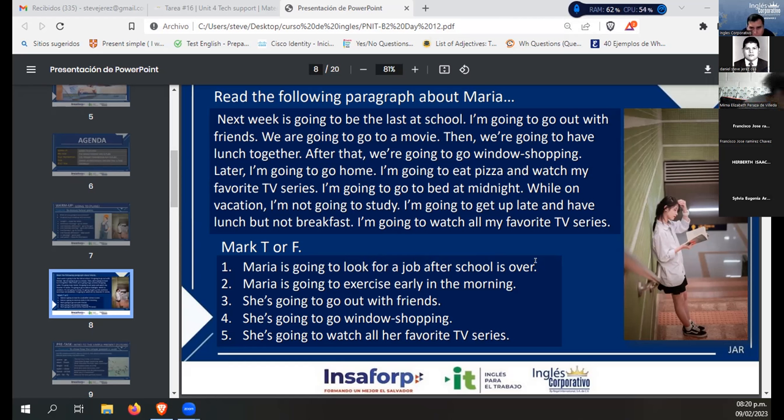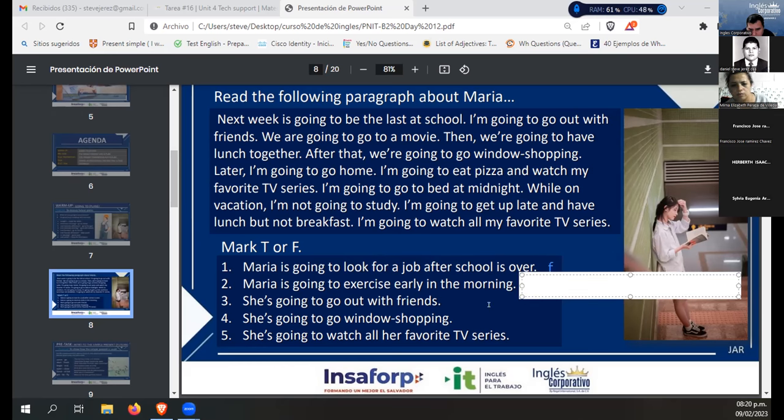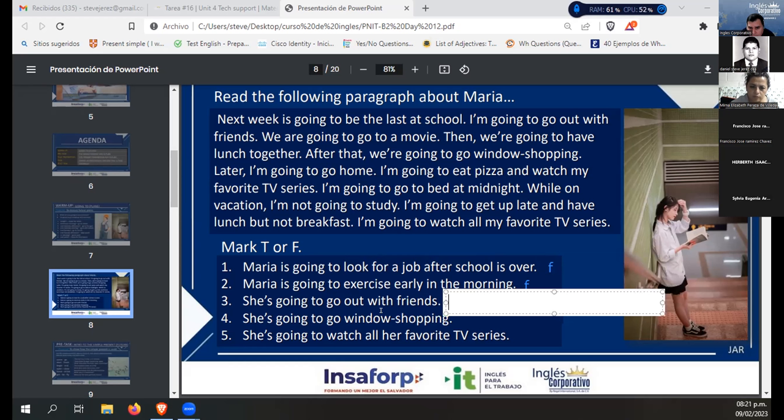María is going to exercise early in the morning, que se ejercita temprano en la mañana. Dice que levantarse tarde. I'm going to get up late. False. For lunch, but not breakfast. Aquí sería ese, ¿va? Y el segundo también. She's going to go out with friends. This is true. She's going to go. La segunda es false. False, sí.